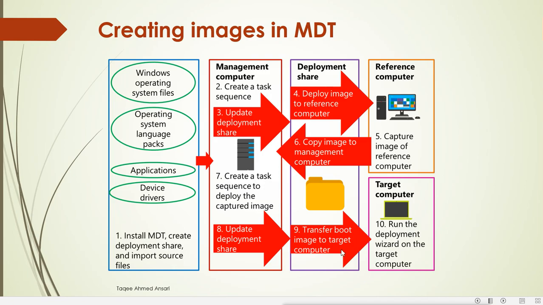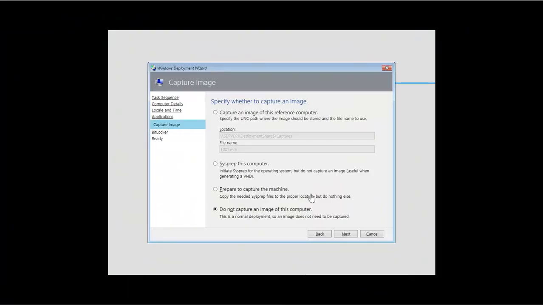And that is what it is asking here. Suppose you select capture an image of this reference computer, it will ask you where you want to save. If you select this, you can see this is our deployment share, and under the deployment share we have a capture directory where it will store this capture image file. And then this is the task sequence.